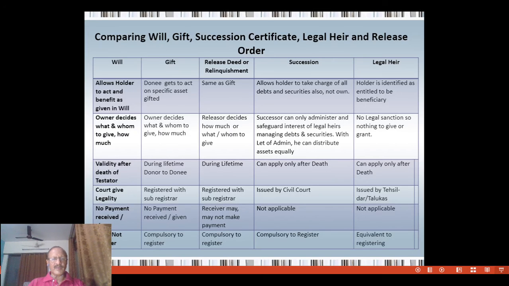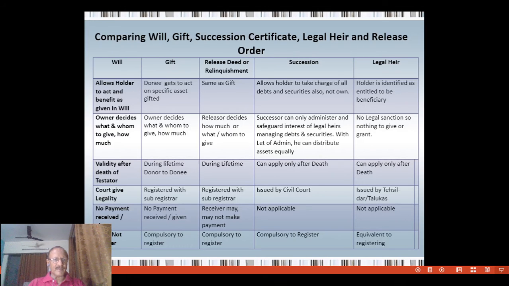So in case of will the action is indefinite, I mean complete. He can do anything with anything, whereas in case of gift the donee gets to act on specific asset gifted. Release deed, again same thing. Succession certificate allows holder to take charge of all debts and securities but not own. But if it is with letter of admin, it is same as will. Legal heir, nothing is there. There is nothing to say on the legal heir.